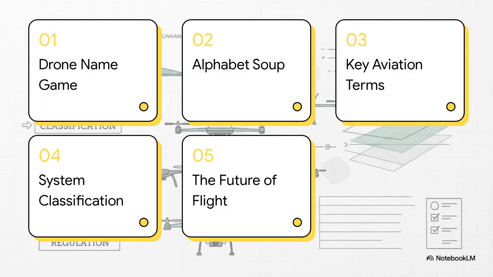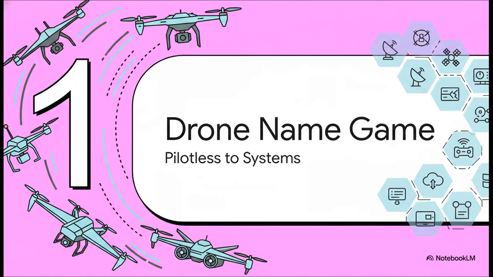So here is our roadmap for today. 1. The drone name game. 2. Unpacking the alphabet soup. 3. Key aviation terms. 4. Classifying unmanned systems. And 5. The future of flight.